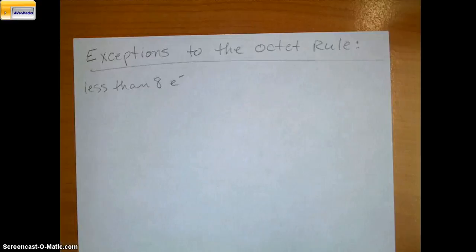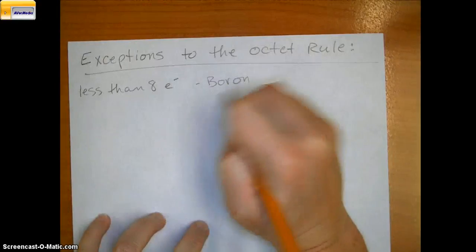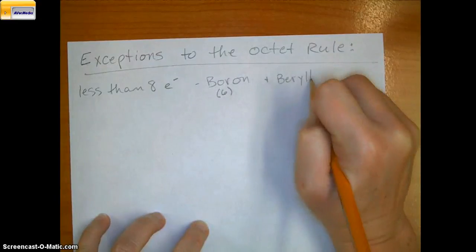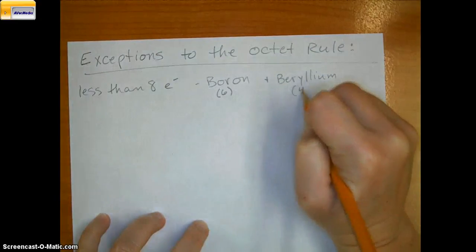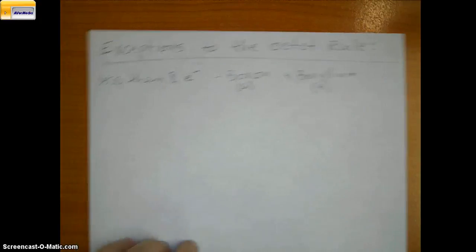Okay, now we're not talking about hydrogen. Hydrogen fills its valence shell. It just happens to only hold 2, not 8. We're talking about other elements besides hydrogen that are okay only having less than 8 electrons. And those two exceptions are going to be boron, which is okay with 6, and beryllium, which is okay with 4. Alright, so those are our two exceptions that are okay with less than 8 electrons.